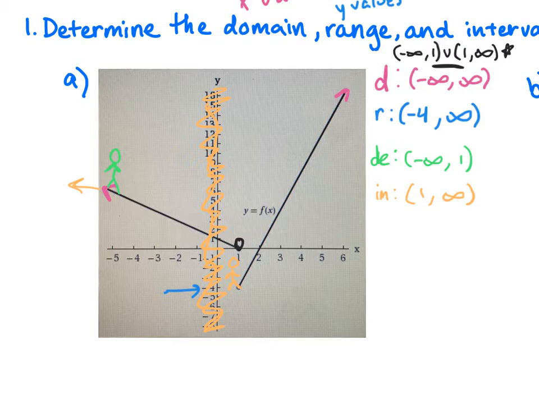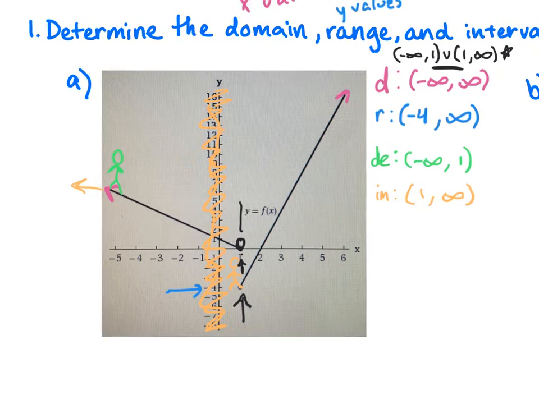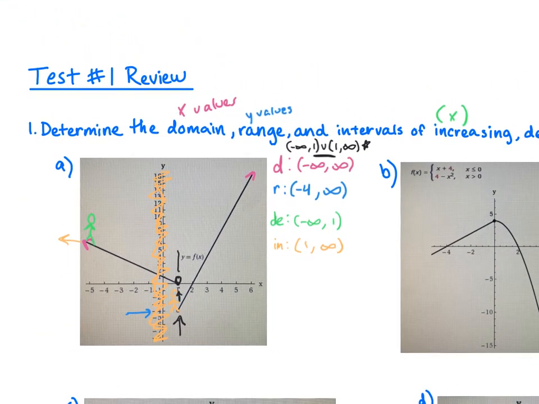Why is the increasing 1? Because we start increasing when x is this point here. So when x is 1. And increasing and decreasing is always parentheses, right? Always parentheses, and it's always the x values. Yeah. Thank you.